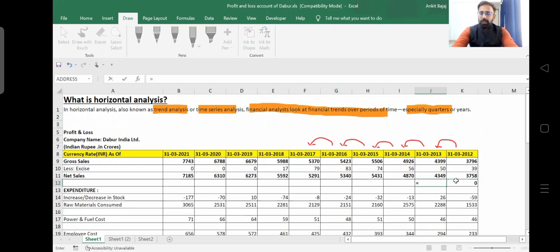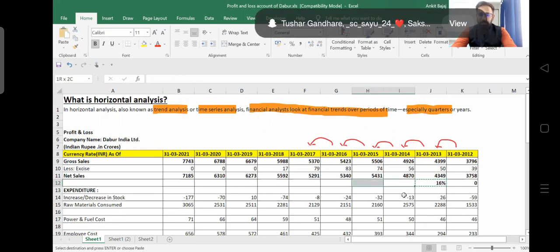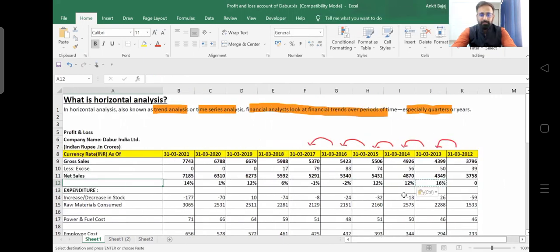So simply what I have to do is take closing value minus opening value, open up the bracket, closing value minus opening value divided by opening value, right? So what is the growth in year 2013? There is a growth of approximately 16%. And if I copy this formula here, we will find the growth for each year. You can see there is a growth in sales, right?